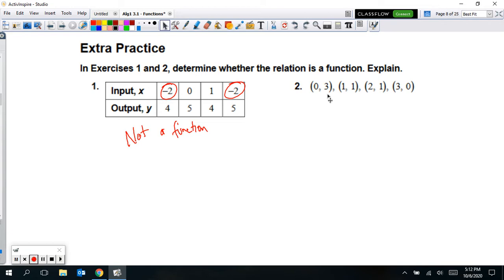Number 2, this one you can say yes, it is a function, because if you look at all the x's, 0, 1, 2, and 3, they're all different numbers. So yes, that was a function there. Alright, let's move on.